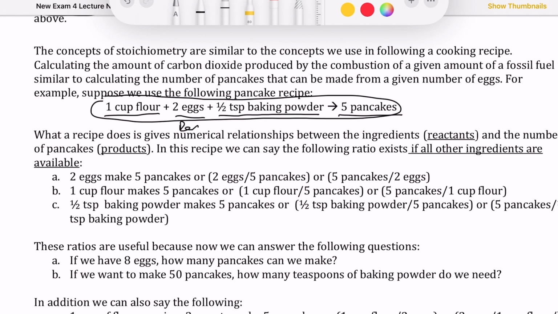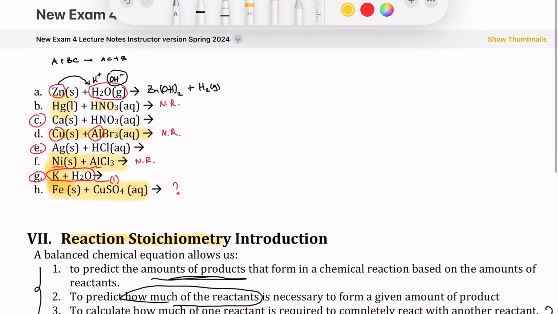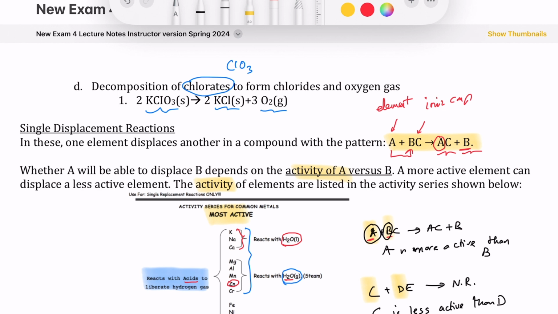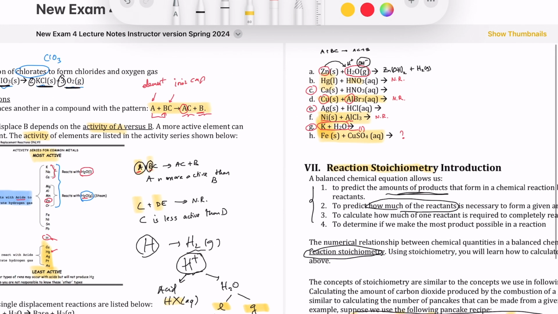The way you can think about this is on the left side, I have my reactants, and on the right side, I have my product. And the numbers given there, 1, 2, 0.5 on the reactant side, and then 5 on the product side, those are really my stoichiometric coefficients in a chemical reaction, right? So when we look at all of the chemical reactions from the prior section, those numbers are the same as these numbers here. And the different ingredients in our baking recipe are the same as all the different substances in our chemical reaction.